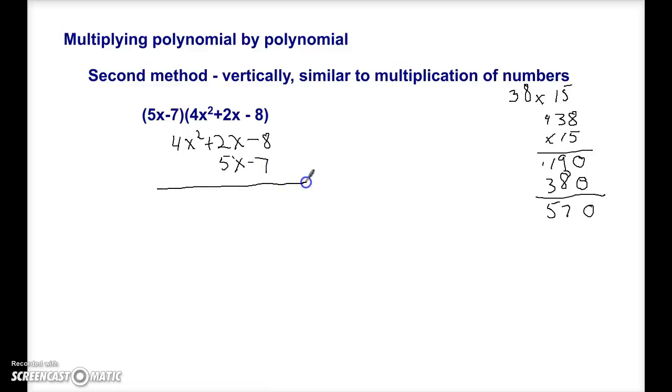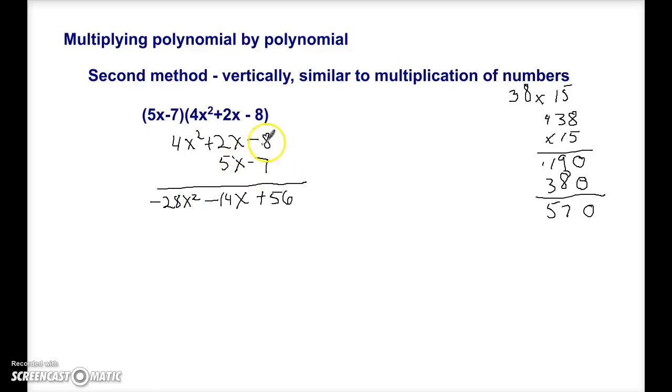And then in a very similar way, I'm going to multiply first by the negative 7 and then by the 5x. So negative 7 times negative 8. Remember again, if I wanted to, I could write these as plus a negative plus a negative. So I would get positive 56. Negative 7 times 2x would be a negative 14x. Negative 7 times 4x squared would be a negative 28x squared.